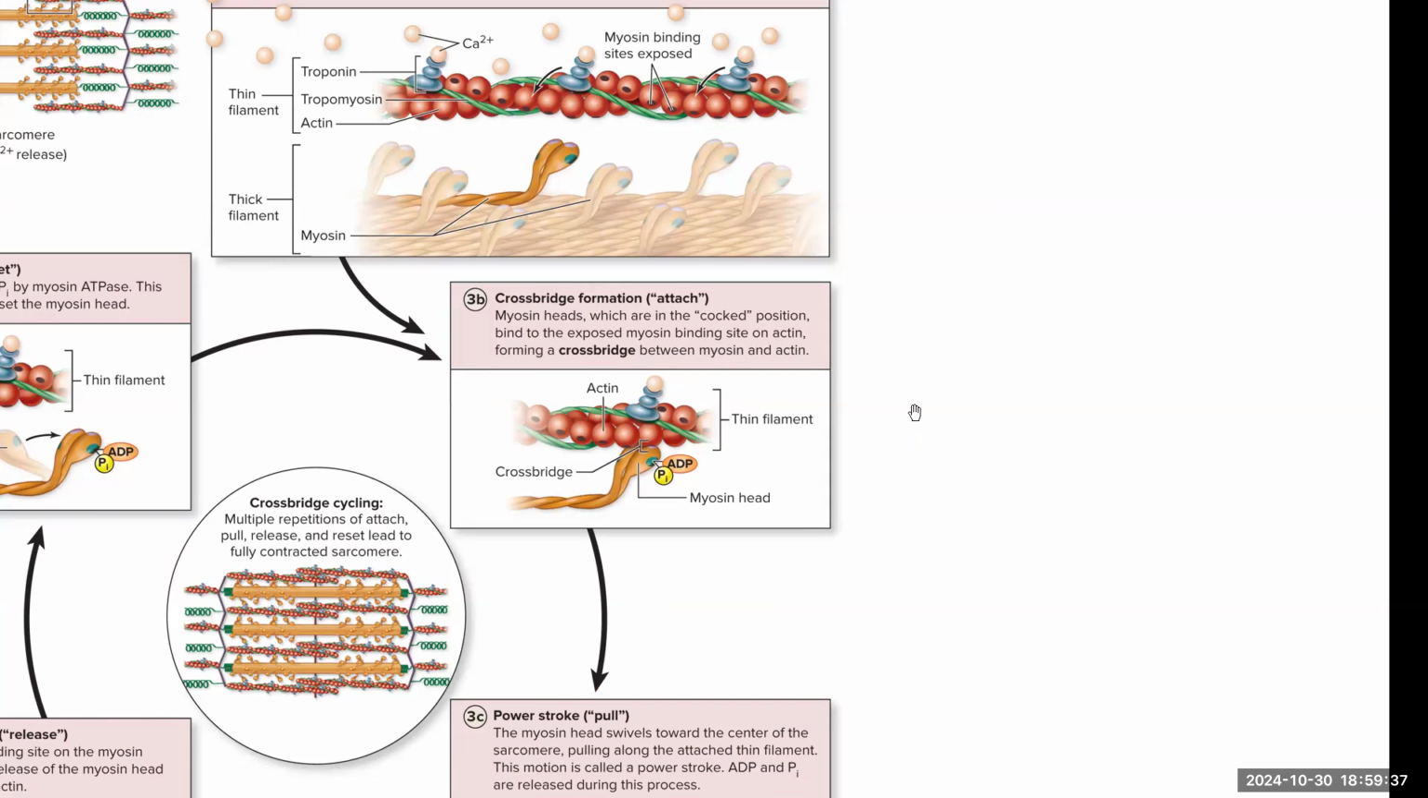That's what this picture is showing you. You can see what has happened. If you look up at the top of the screen, calcium's come on. It's exposed the myosin binding sites. The myosin head is in the cocked position. So now for the cross bridge formation, all it has to do is lift up, extend itself out, and attach onto these exposed myosin binding sites on actin. That's the first step. Real simple. We're just going to create a connection between those two proteins. Nothing really exciting there.